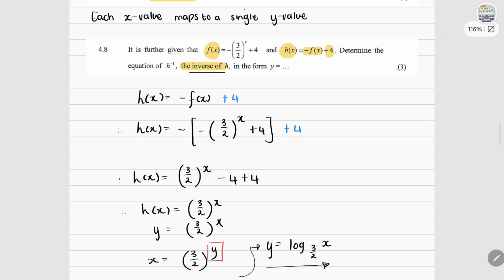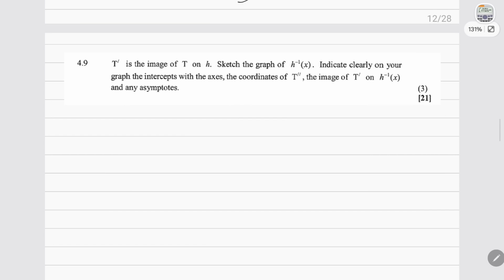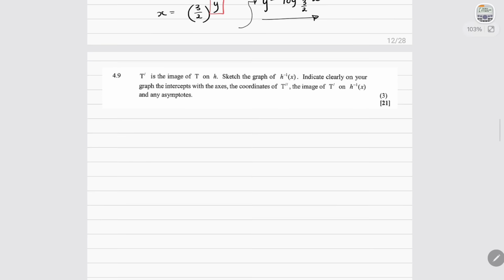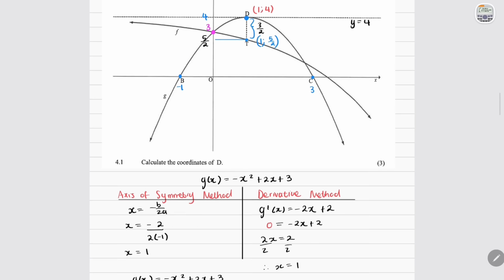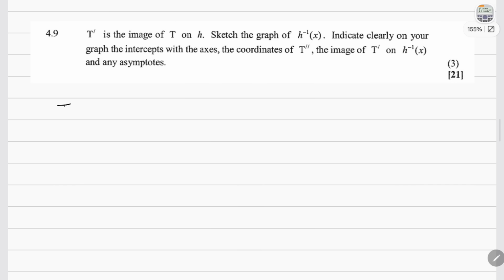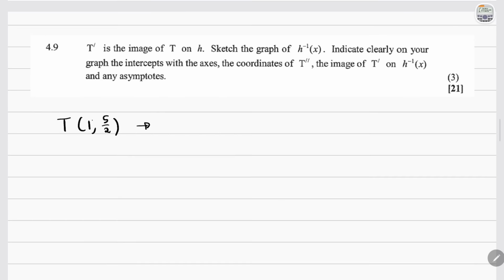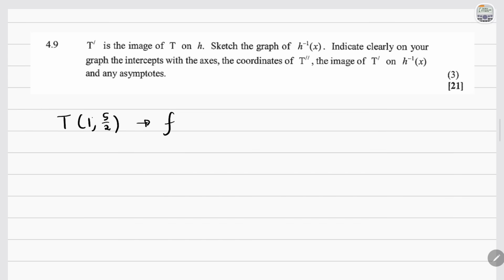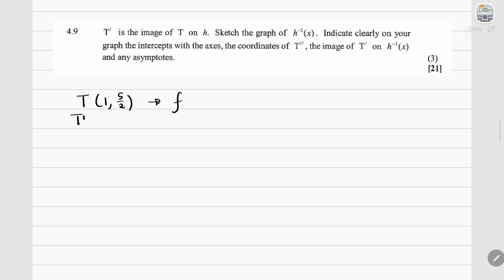Moving on to the next question. Question 4.9, the last question for question 4, says we have t prime is the image of t on h. We had this point t, which was 1 and 5 over 2, so let me just keep track of this. This was on the graph of f, and g was the parabola. So they're saying now that t prime is the image of t on h, so this one is on graph h.